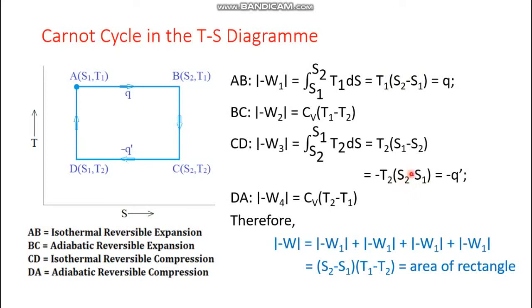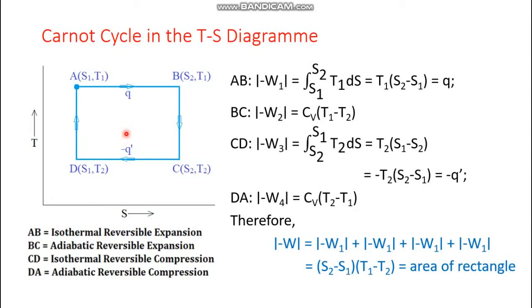So here, if S2 minus S1 is taken as common, then we get T1 minus T2. So it is (S2 minus S1) into (T1 minus T2). That means S2 minus S1, this one minus this one, that means DC, into T1 minus T2, this one minus this one, that means BC. So DC into BC is the area of the rectangle. So the area of the rectangle ABCD is the work produced by the machine, the Carnot engine.